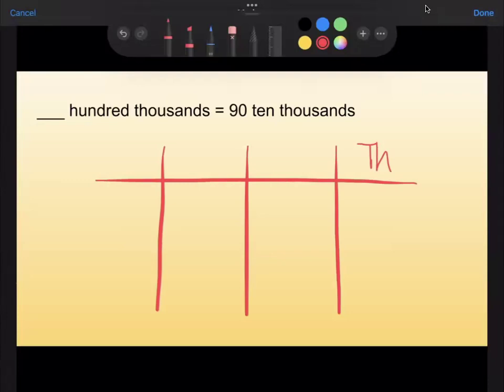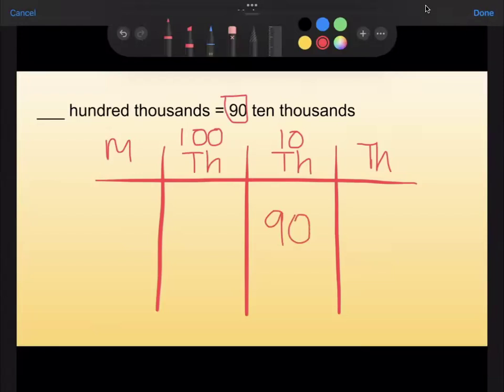So I'm going to call that the thousands place. I'm going to call this the 10,000s place. And this is going to be the 100,000s place. And if I wanted to label this one, it would be the start of the millions place. Okay, so they gave us 90 10,000s. So I'm going to put a 90 in the 10,000s place. Well, we know that we can't have a double-digit number in one place value. That's not how it works.